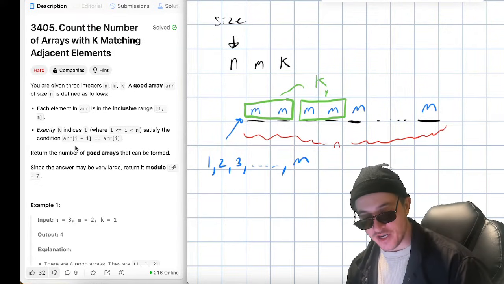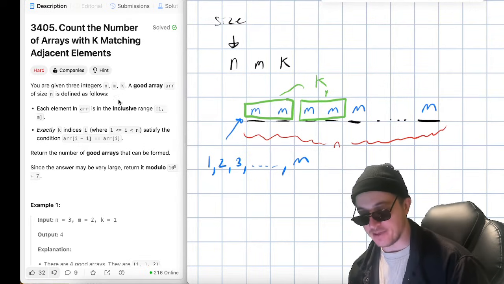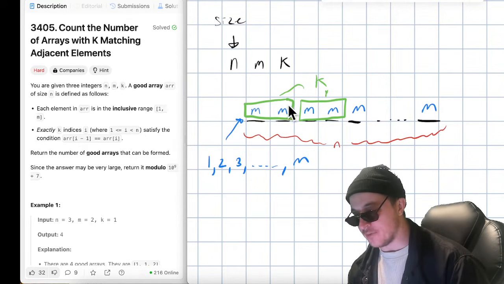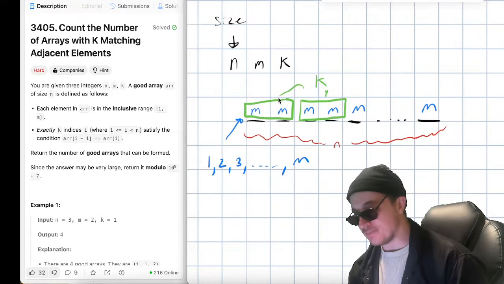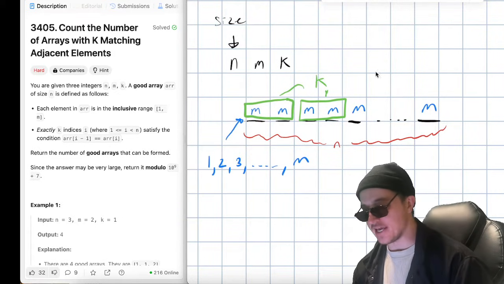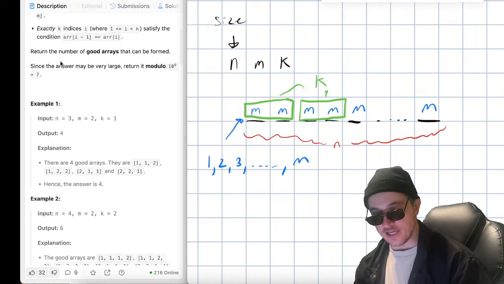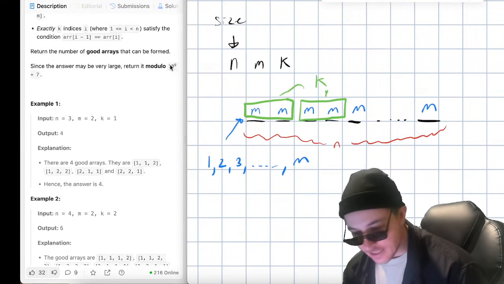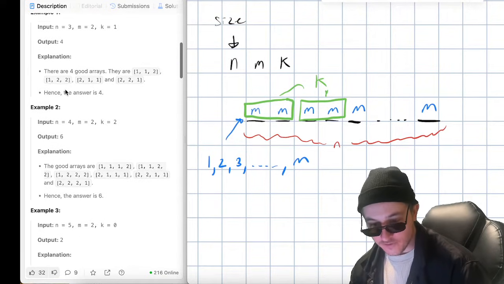Okay, we're going to return the number of good arrays that can be formed. Good arrays are the ones that meet these constraints. All the elements are between 1 and m. There are n of them because that's the size of the array. And there are k places where the previous element equals the current element. It could be any k places, but it has to happen exactly k times, not more and not less. Since the answer may be very large, return it modulo 10 to the 9 plus 7. That's standard, just to keep it within some range.